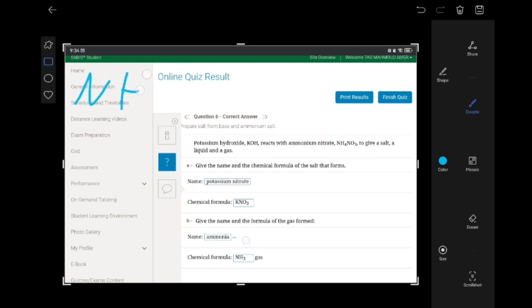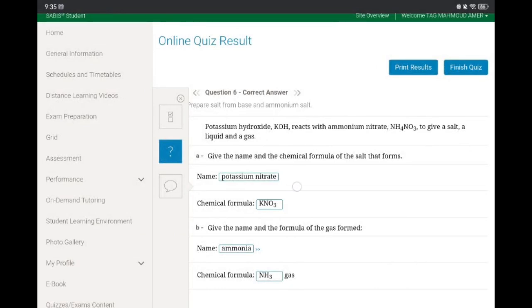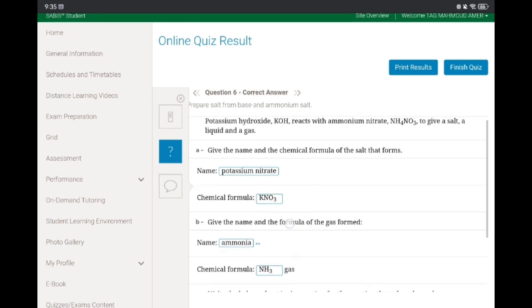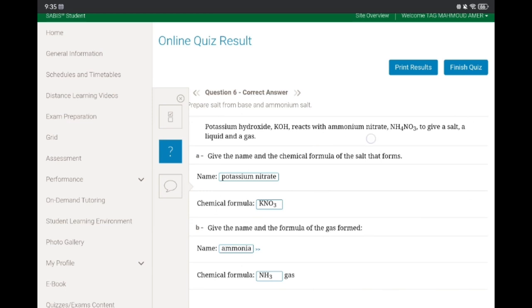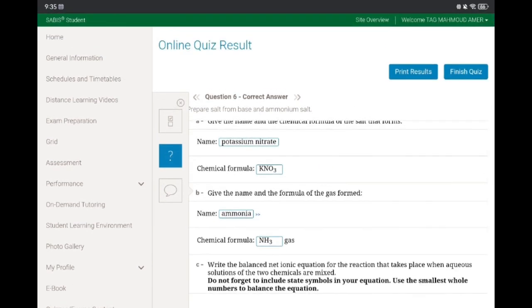So NH4NO3 and KOH, here you take the K from here and the NO3 from here. Because they're both +1, you don't need the subscript or anything. It's potassium nitrate. The gas is ammonia, NH3. You have to remember what every reaction gives you. So when you react an ammonium salt with a base, you get salt plus water plus NH3.